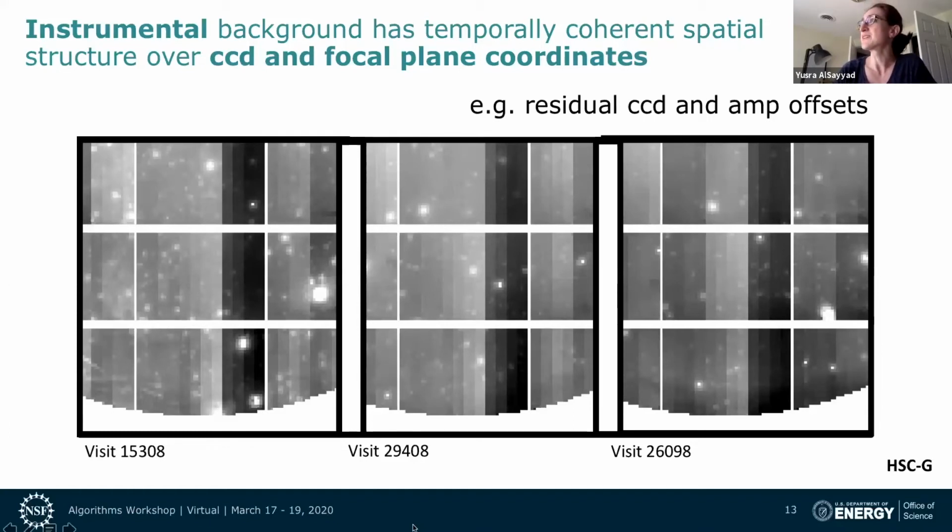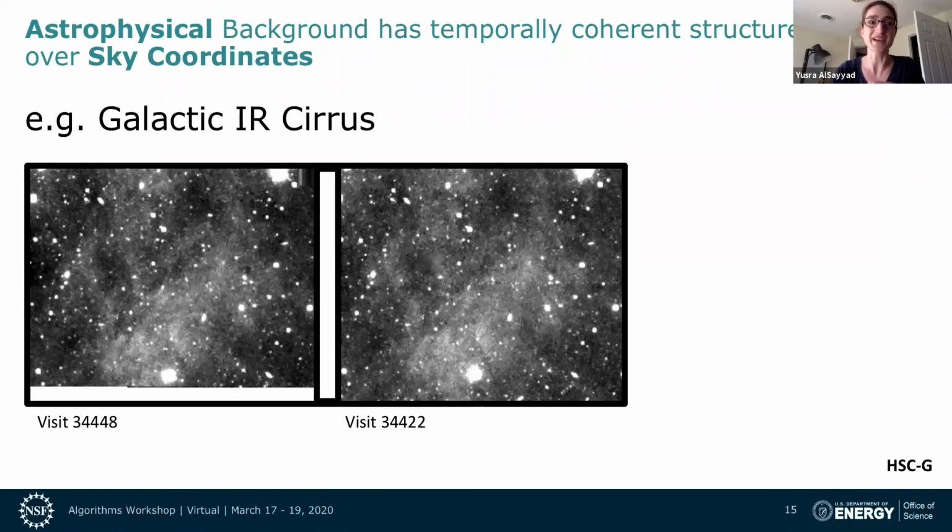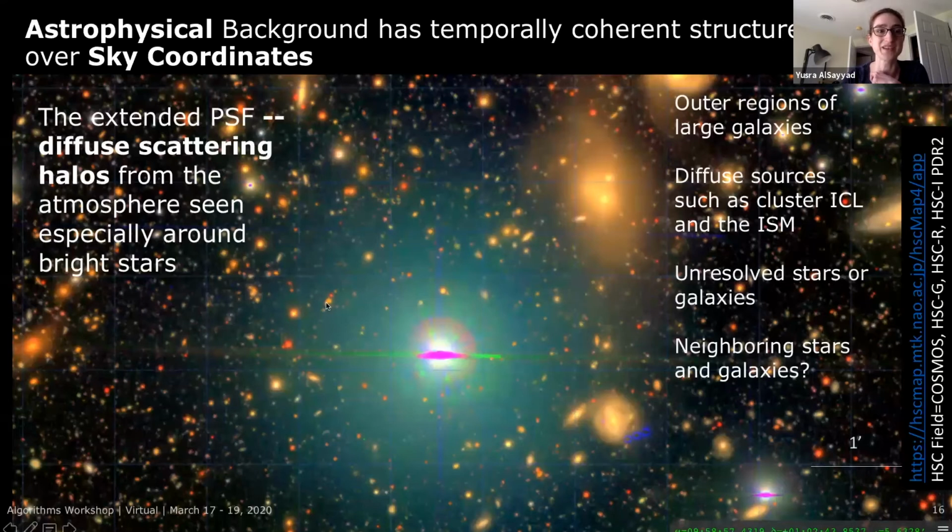And even though fringing is a multiplicative effect, it does imprint in the backgrounds as well. So instrumental background is anything that is fixed in CCD and focal plane coordinates. Astrophysical background, on the other hand, is anything that's fixed in sky coordinates. So you take multiple exposures of the same part of the sky, and you see, for example, galactic cirrus in the same place. You also have the diffuse scattering halos from the atmosphere seen especially around bright stars. And while these change in amplitude, they are spatially fixed because the stars are fixed.